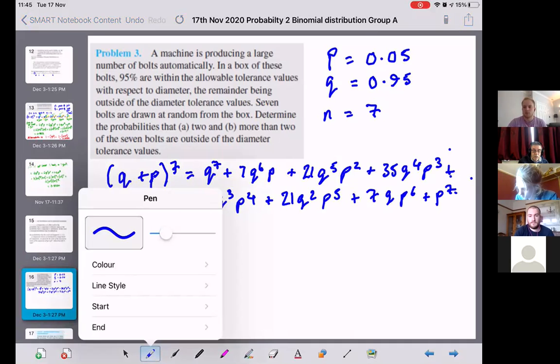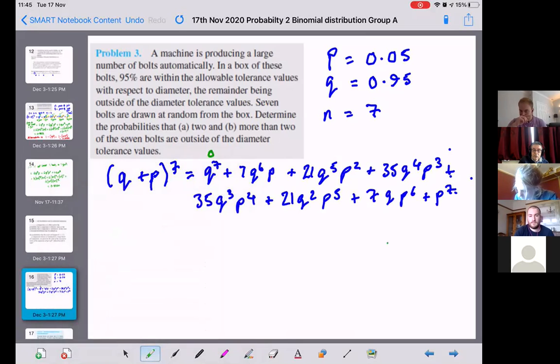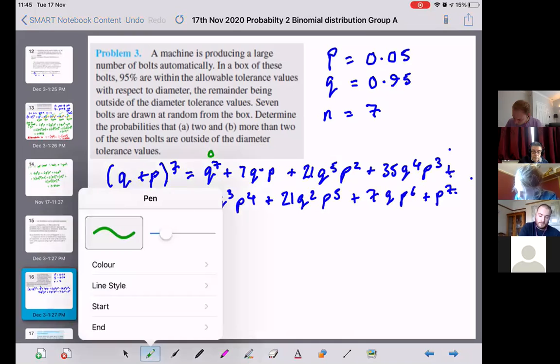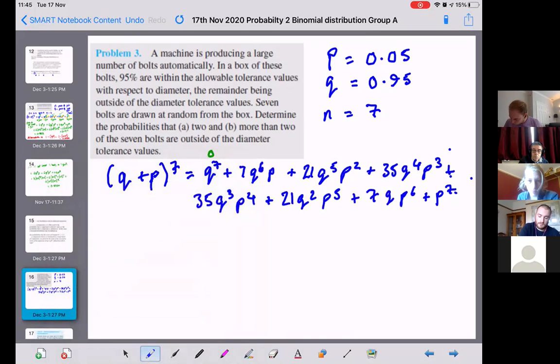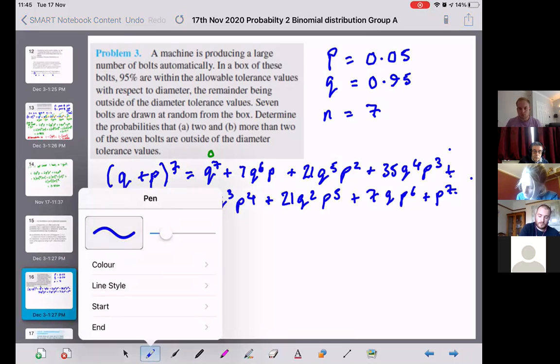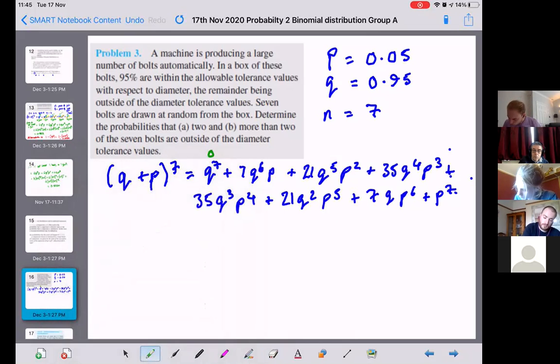And in terms of what each term in there means, the first one is none faulty, the second one is 1 faulty, then 2 faulty, 3 faulty, 4 faulty, 5 faulty, 6 faulty, and 7 are all faulty. Do you all understand that?